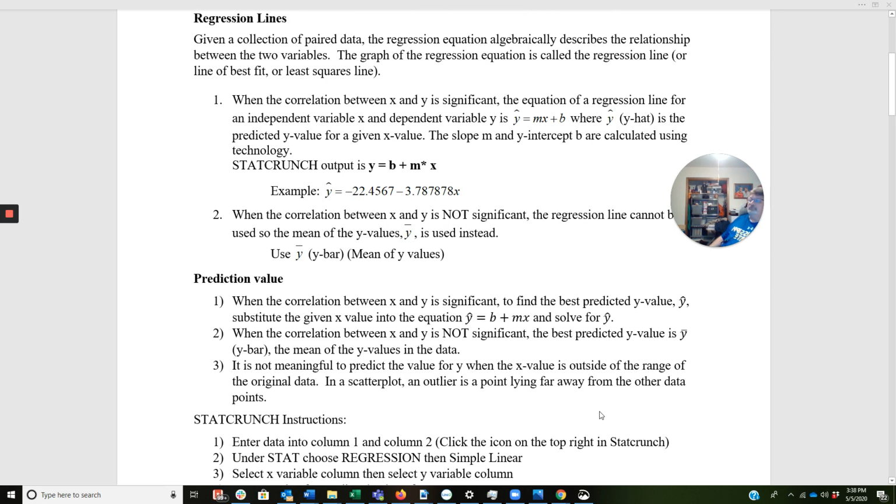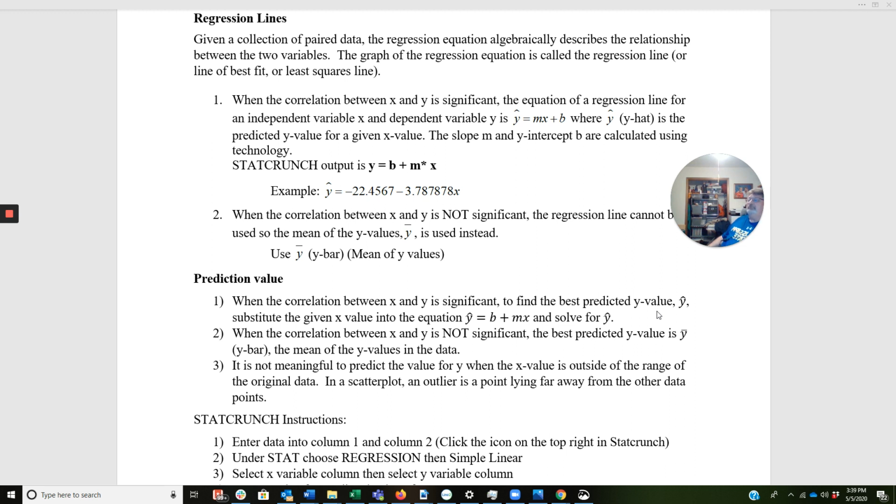So you have some rules for predictions. When the correlation between x and y is significant, the best predicted y value is y hat. Substitute the given x value into y hat equals b plus mx and solve for y hat.